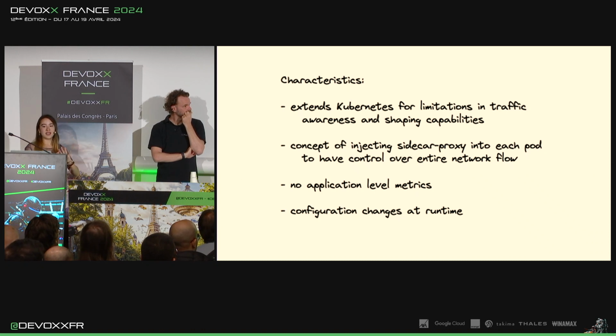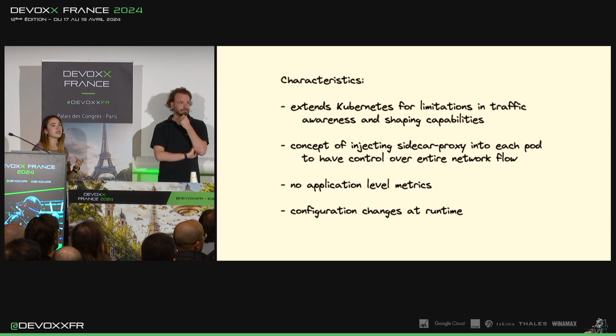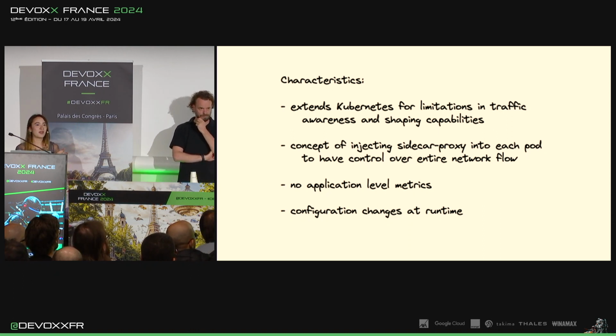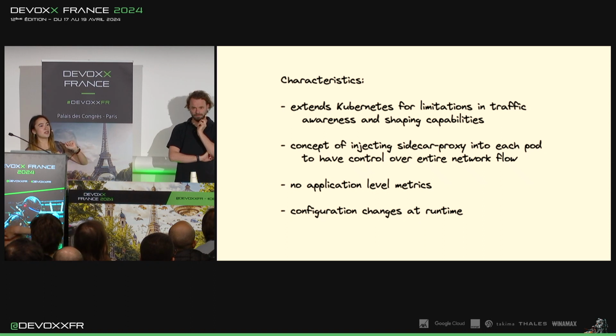To summarize, it extends Kubernetes to address some of its limitations in traffic awareness and shaping capabilities. Say, for instance, you have a deployment with 3 replicas, so 3 copies of your pod. The traffic can be distributed among those evenly, and Kubernetes will just handle that. But if you say, hey, I want 10% to this pod and 40% to this pod, et cetera, you can't do that by default with Kubernetes, but you can do things like that with Service Mesh.